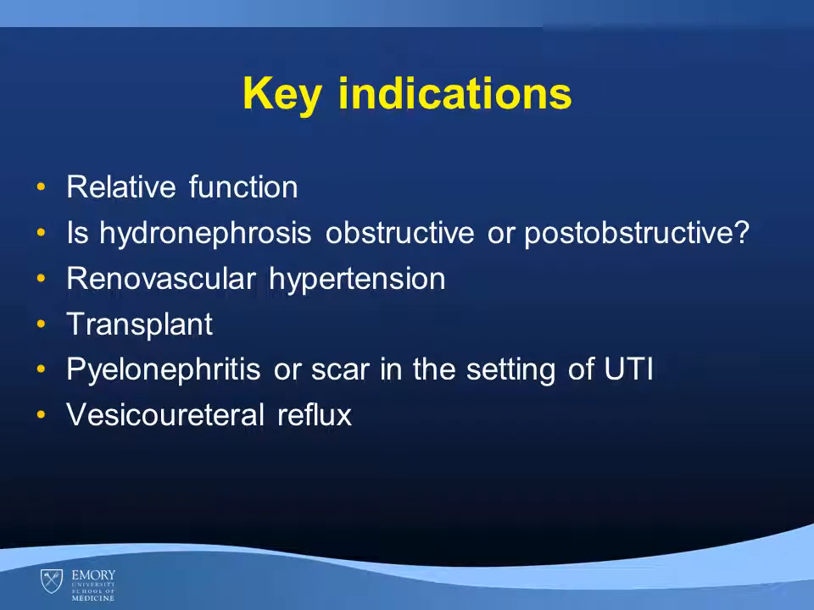So let's look at our key indications of why we would do this exam. And we're going to go through each of these looking for relative function. Is hydronephrosis obstructive or post-obstructive? For renal vascular hypertension, transplant purposes, pyelonephritis or scar in the setting of UTI, and vesicoureteral reflux. These top two are the main indications of why renal scintigraphy is performed today.